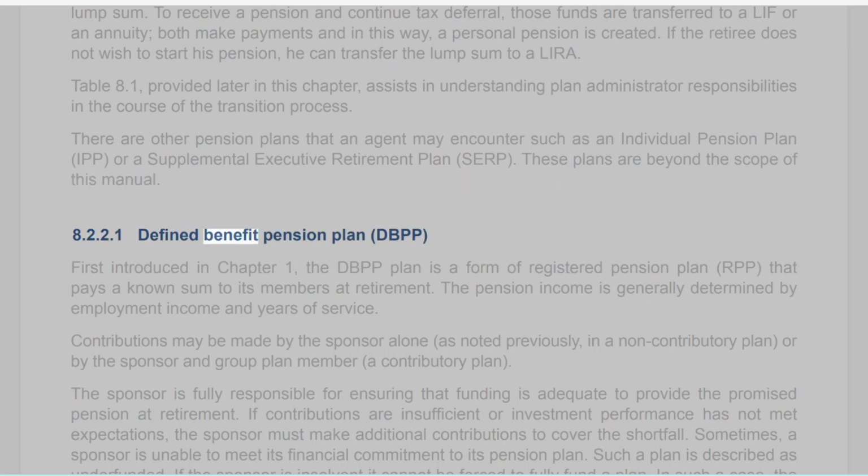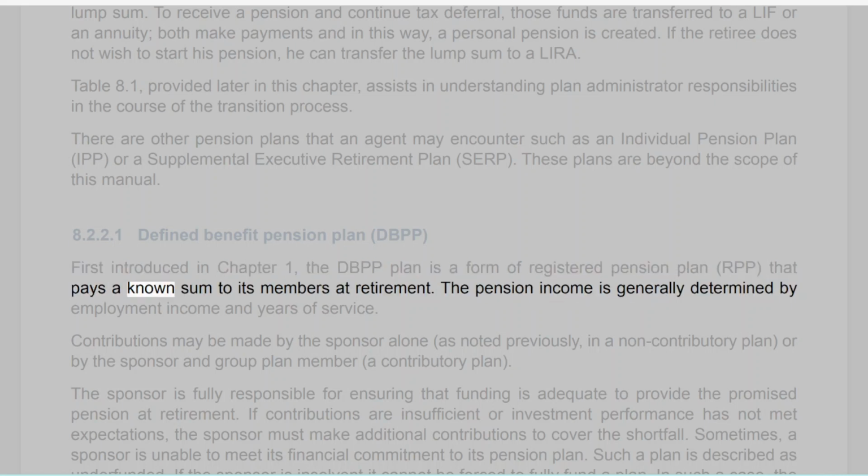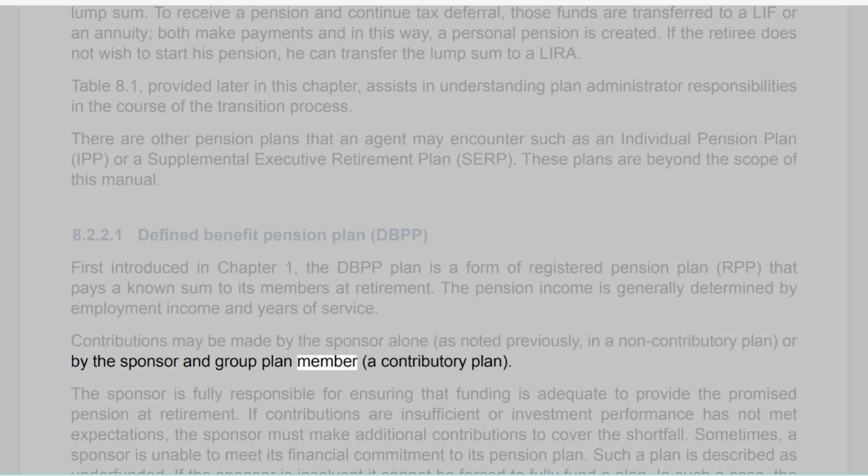8.2.2.1 Defined Benefit Pension Plan, DBPP. First introduced in Chapter 1, the DBPP plan is a form of registered pension plan, RPP, that pays a known sum to its members at retirement. The pension income is generally determined by employment income and years of service. Contributions may be made by the sponsor alone, as noted previously, in a non-contributory plan, or by the sponsor and group plan member, a contributory plan.